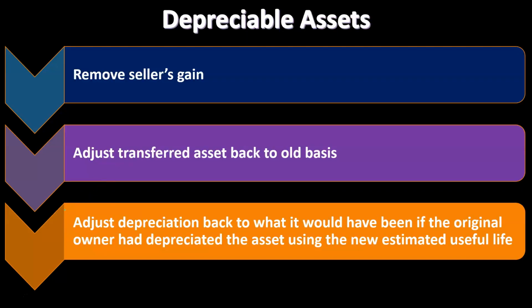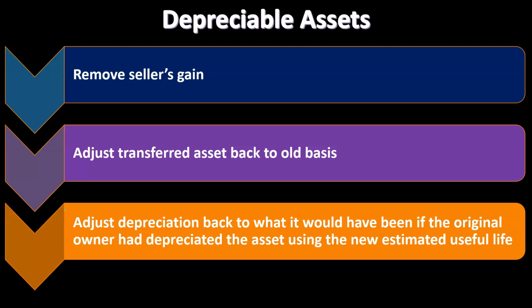So we have to adjust depreciation back to what it would have been if the original owner had depreciated the asset using the new estimated useful life. We're basically putting the books back to what they should have been at the point of the transfer in terms of the original cost and accumulated depreciation. That's what we do to get things right as of the point in time that the transfer took place.